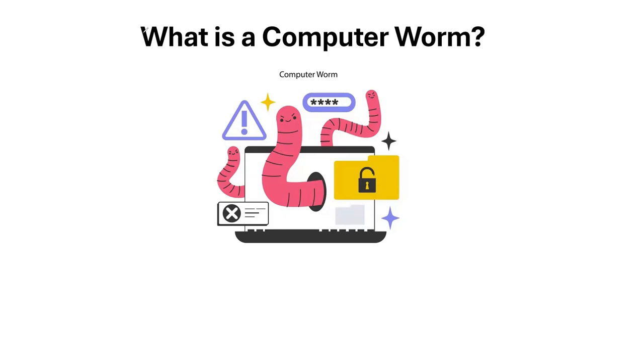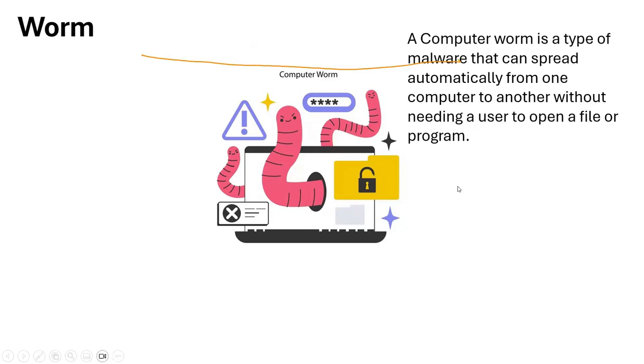Hello everyone, welcome back again, and let's talk about what a computer worm is. Basically, a worm is a type of malware that can spread automatically from one computer to another computer without needing the user's permission.